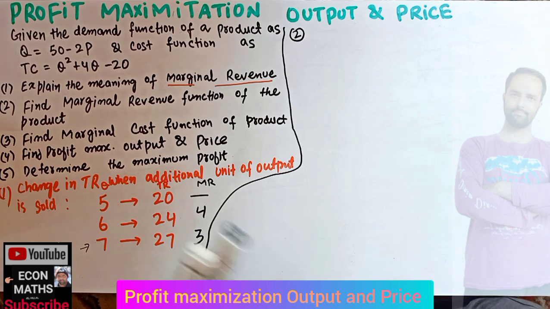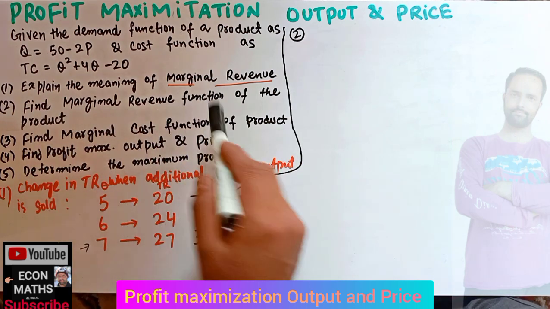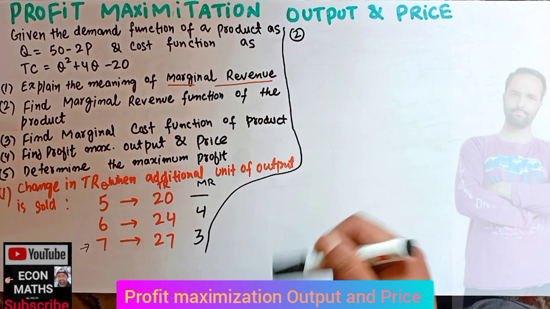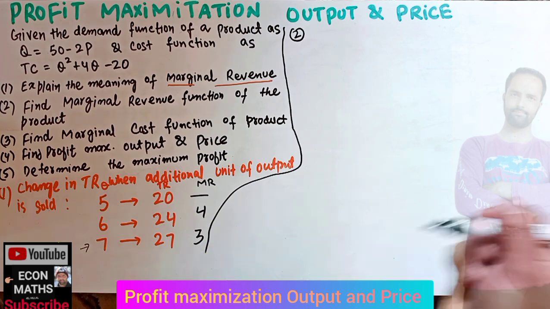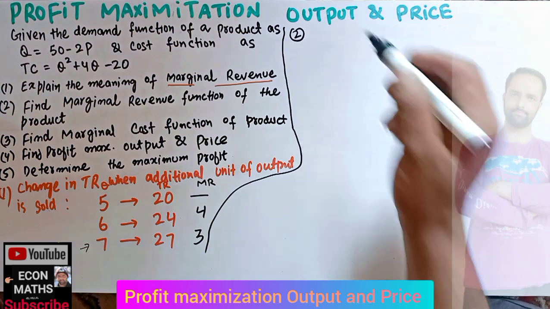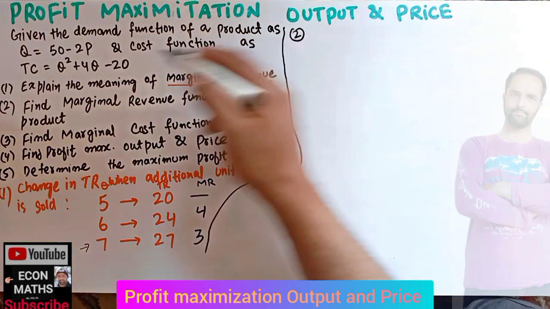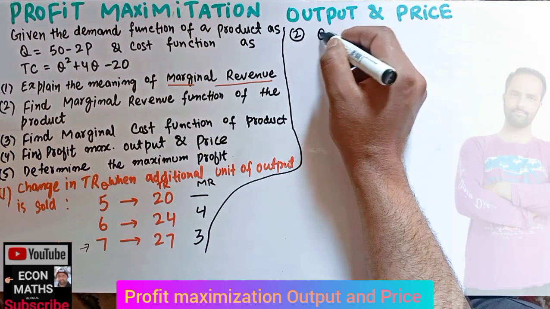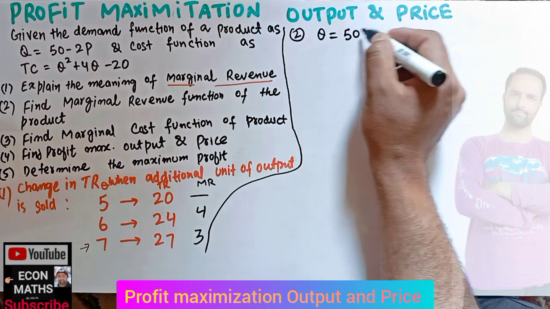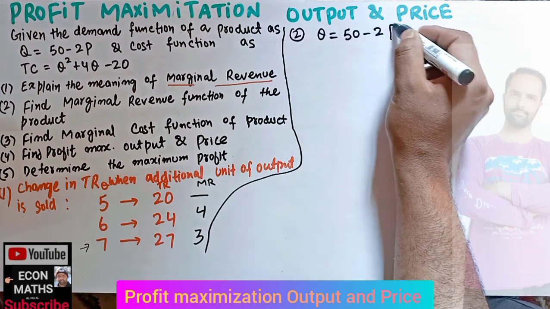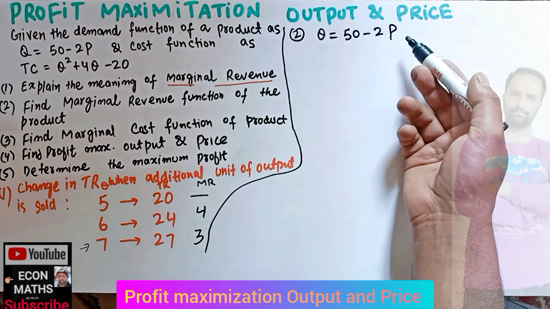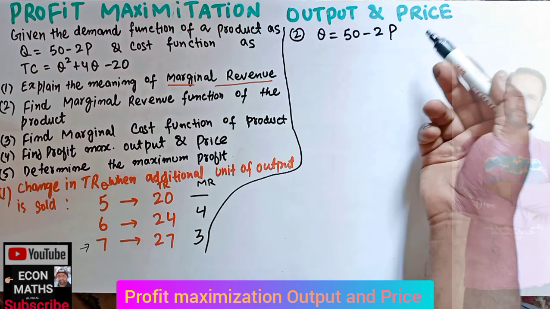So we need to find the marginal revenue function of the product. To find the marginal revenue, first we need to find out the total revenue. So let's rewrite our demand function. We have Q is equal to 50 minus 2P. Let us solve it for P. That means we need to find the inverse demand function first.